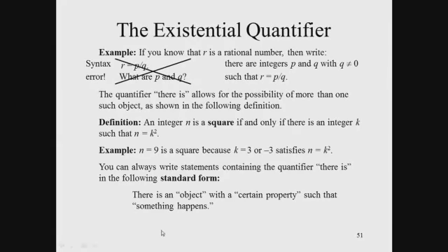If you look at these kinds of statements that contain existential quantifiers, what you'll begin to realize is that they can always be written in a standard form. And that standard form looks like this. There is an object with a certain property such that something happens. Now your job is to learn to read these kinds of sentences and identify the object, the certain property, and the something that happens. So I'm going to denote that by O, CP, and SH: the object, the certain property, and the something that happens.